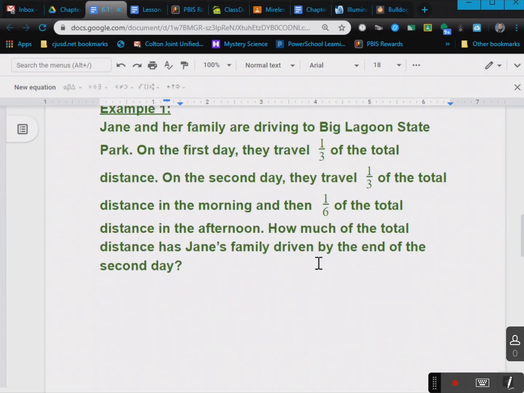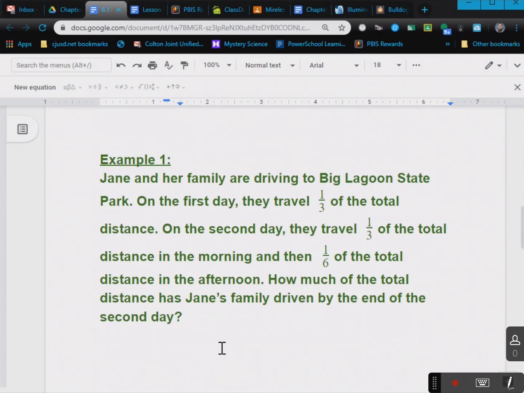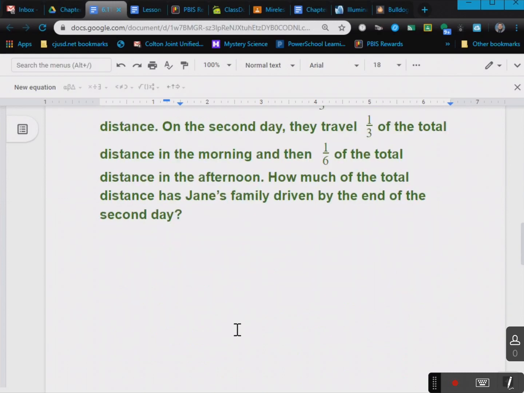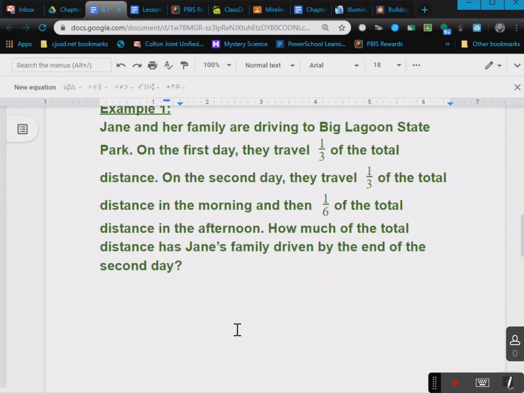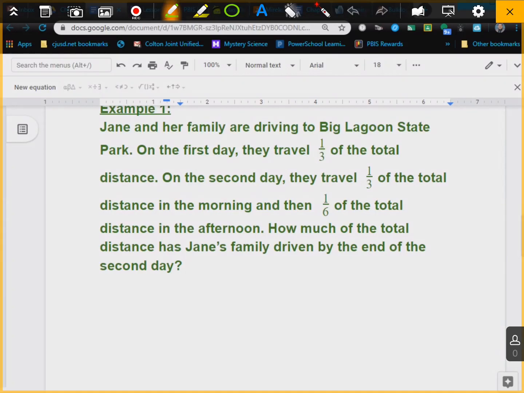So here's the first example. You can pause it if you need to. So hopefully you paused it. It's a lengthy one, but it says Jane and her family are driving to Big Lagoon State. On their first day, they travel 1/3 of the total distance. On the second day, they travel another third and 1/6. By the end of the second day, how much have they traveled in all, or total?